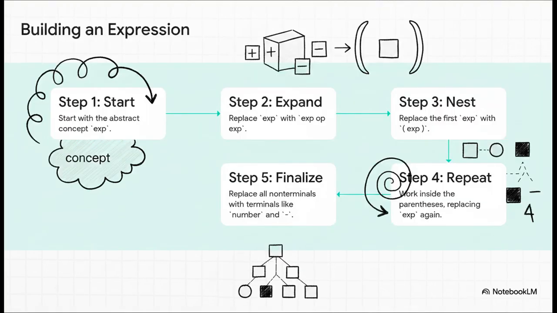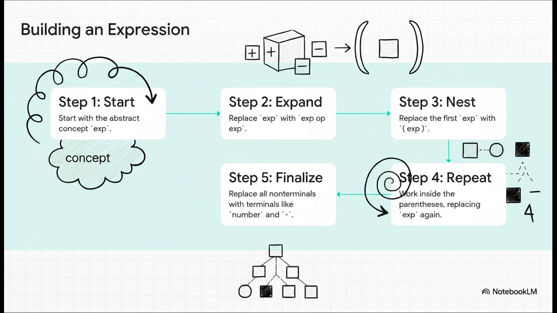Okay, let's actually walk through one. Say we want to build this string here. We'd start with our main concept, exp. Then we can apply a rule to replace exp with exp op exp. Now, let's focus on that first exp and replace it with x parentheses to get our parentheses. Okay, now we're working inside the parentheses, so we replace that exp with exp op exp again.